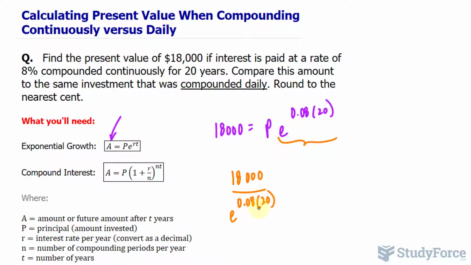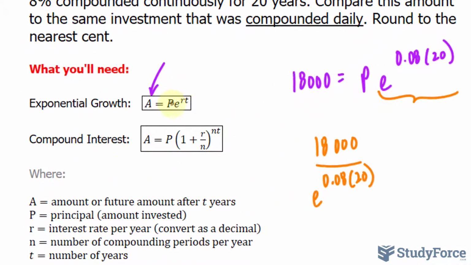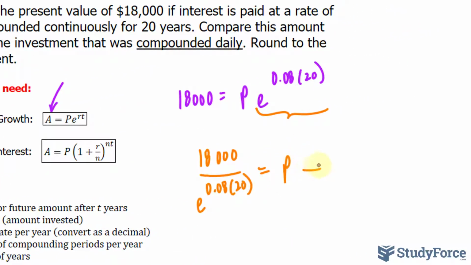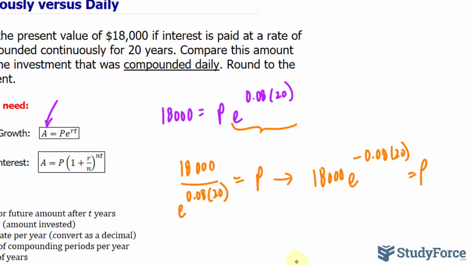Now what's interesting is that depending on the level that you're learning this, they might just give you the exponential growth and exponential decay formula. Exponential decay is when you have P e raised to the power of negative rt. And the reason why they have negative rt for exponential decay is because you can rewrite this algebraically as 18,000 times e to the power of negative 0.08 times 20. Now you can see the relationship between the two formulas.